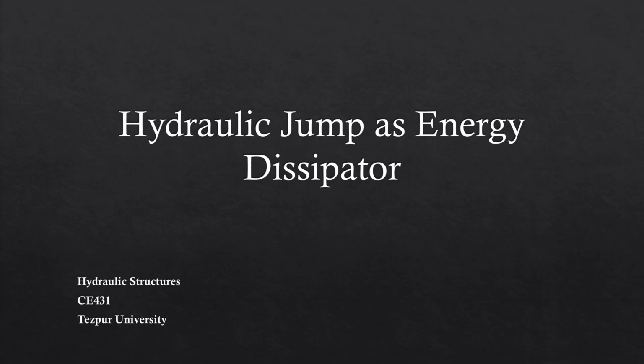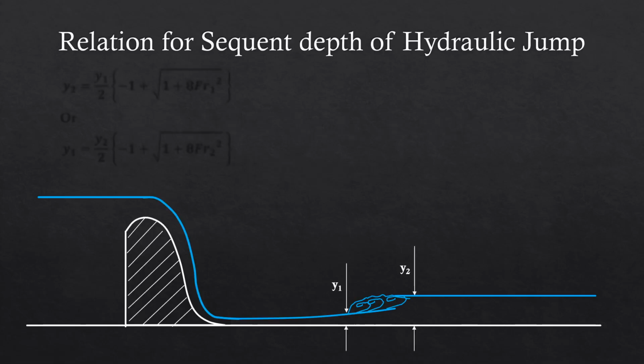Hi everyone, here we'll discuss a hydraulic jump as an energy dissipator at the bottom of a spillway. As we know, when water flows over a spillway, at the bottom of the spillway or at the toe, its velocity remains really high. So we need to dissipate that energy, the kinetic energy, by some means. A hydraulic jump is a very useful, very effective tool for this dissipation of energy.